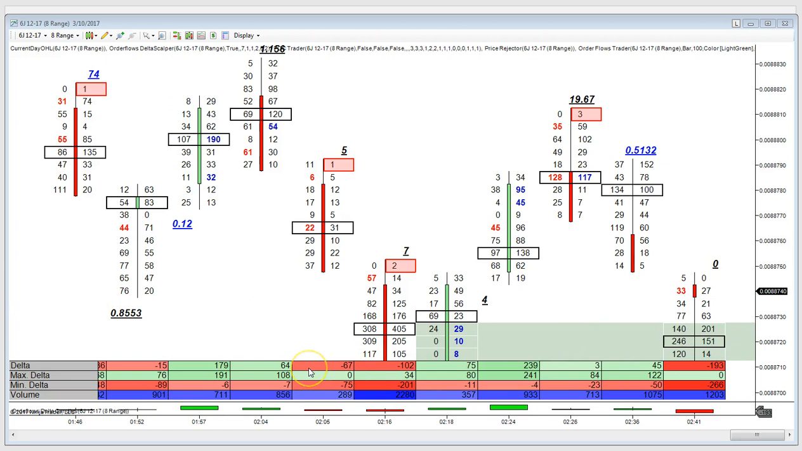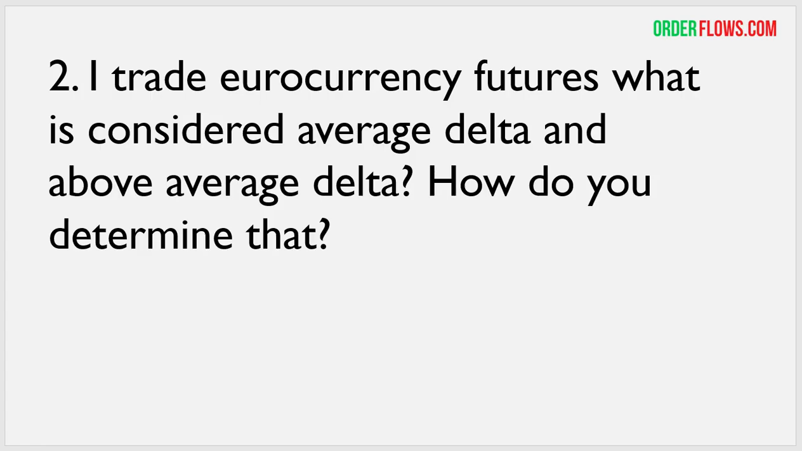So you look at the markets. Try to find an area that you would consider average, and a range that you'd consider above average. For me, anywhere between 50 and 0, either plus or minus, is what I consider neutral. Anything above 50 to about 200 is average. Anything above 200 to 250 and above is above average.